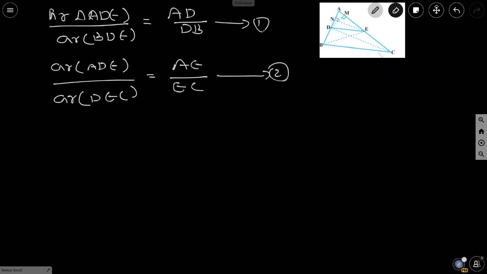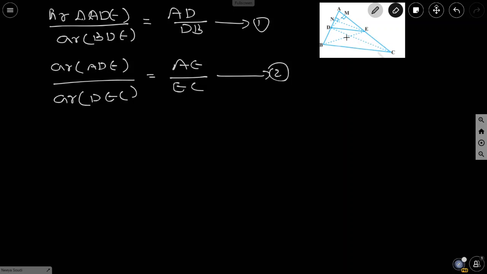So here we got area of ADE by area of BDE is equal to AD by DB, and area of ADE by DEC is equal to AE by EC. Equation 1 and 2. You can see equation 1 and 2 LHS part numerator ADE, but denominators are different. If denominators are same, we will get next step itself. If LHS are same, RHS will be same, right? But we can think about area of BDE and DEC. You see in the figure BDE and DEC.